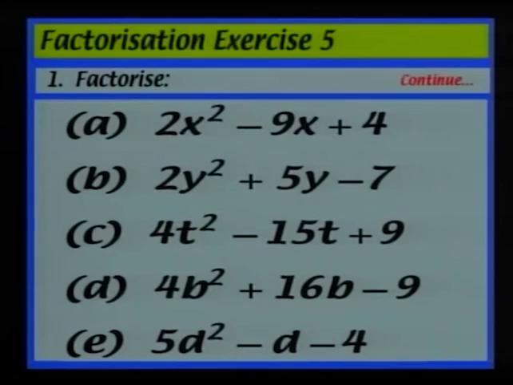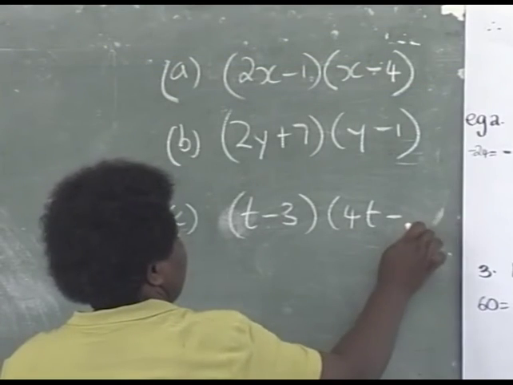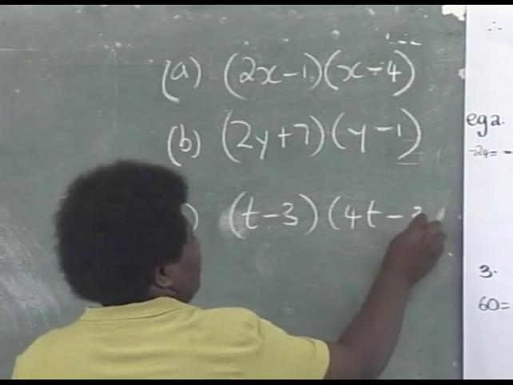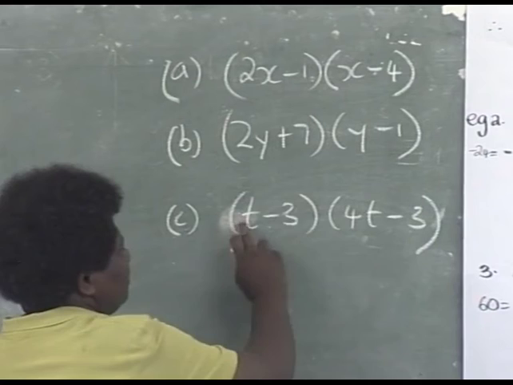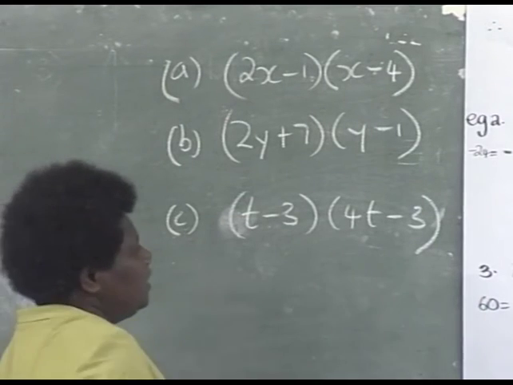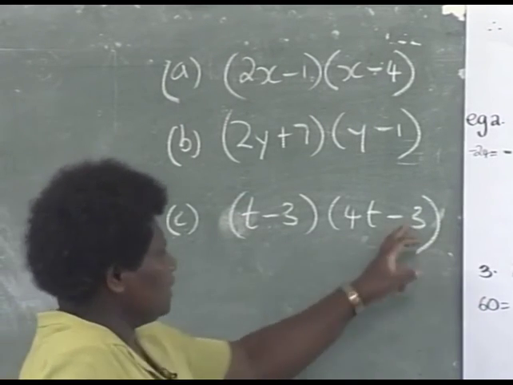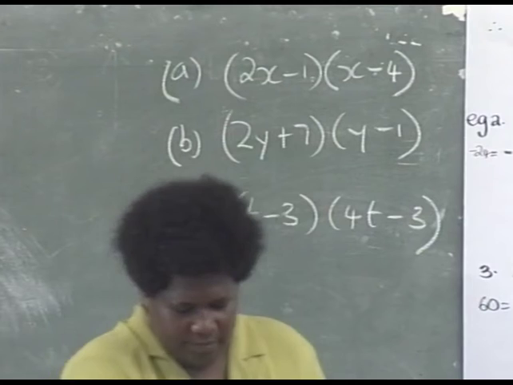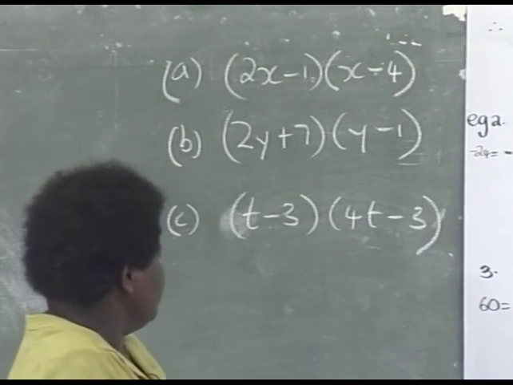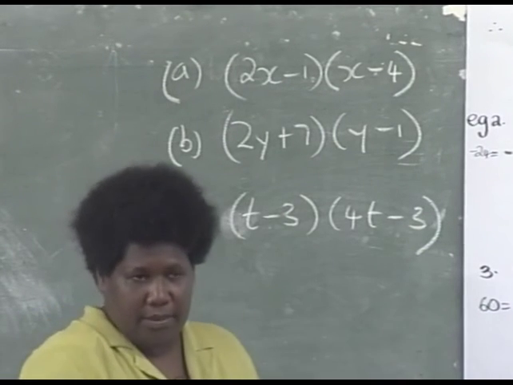Vui. T minus 3 in one bracket and 4t minus 3 in the other bracket. Okay, let's see. 4t squared minus 3t minus 12t is minus 15t plus 9, right? So 4t minus 3 times t minus 3.